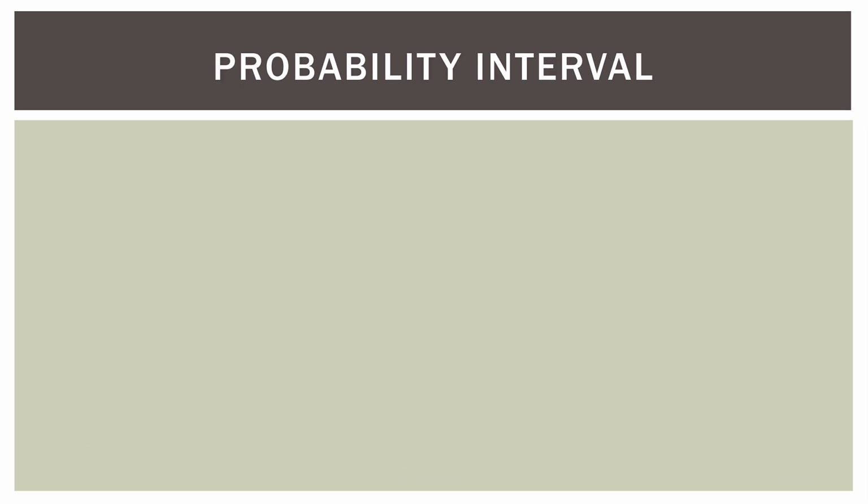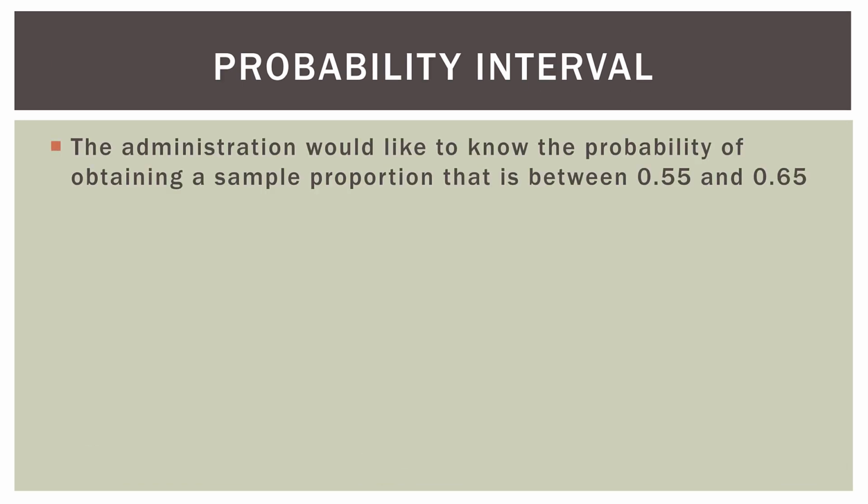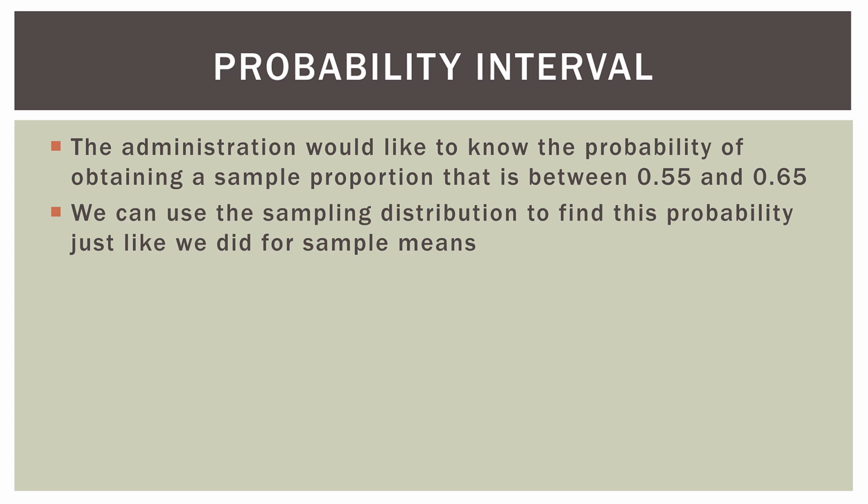So what about a probability interval using that sampling distribution? The administration would like to know the probability of obtaining a sample proportion that is between 0.55 and 0.65. So we're interested in a sliver of that sampling distribution. We can use the sampling distribution to find this probability just like we did for sample means. Exact same process. So here's what we're looking for: the probability of obtaining a sample proportion between 0.55 and 0.65. We're looking for a sliver of that distribution.